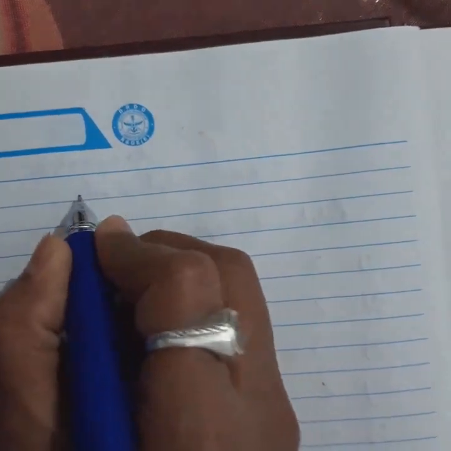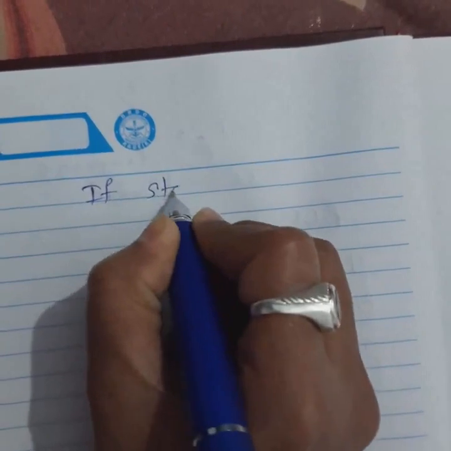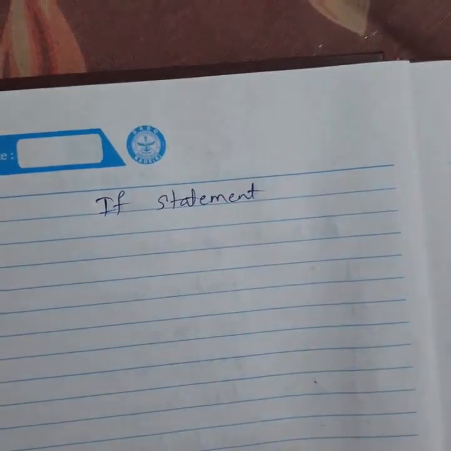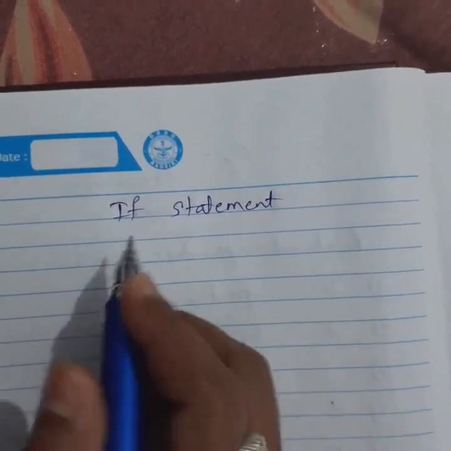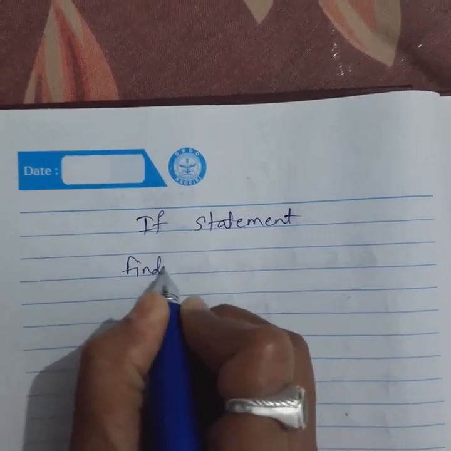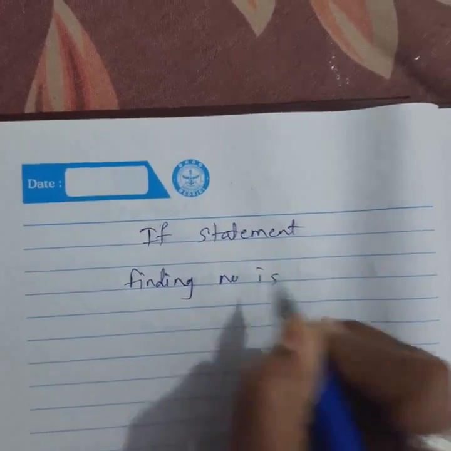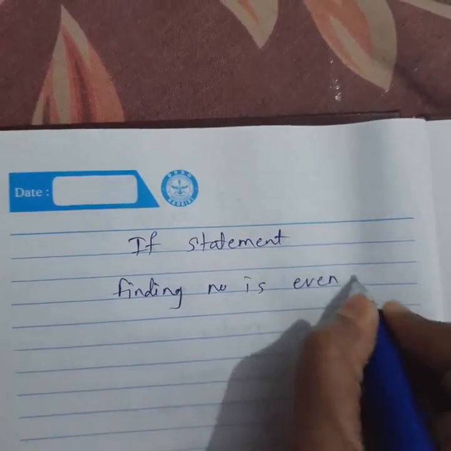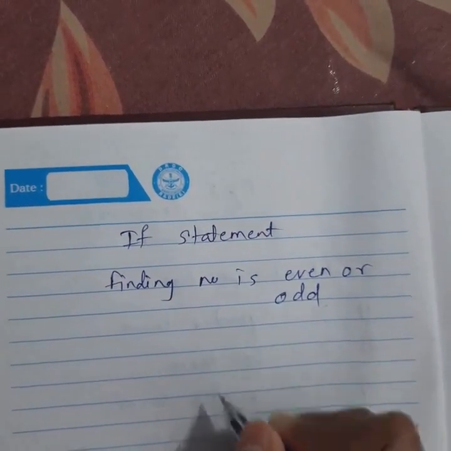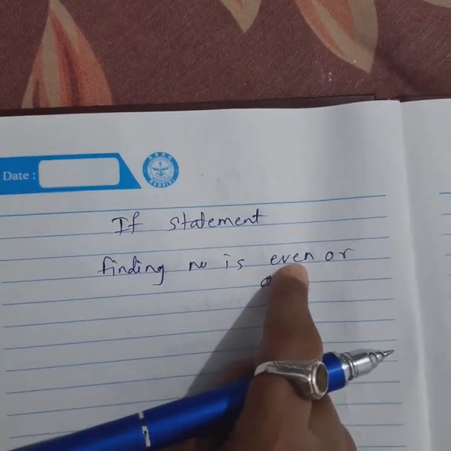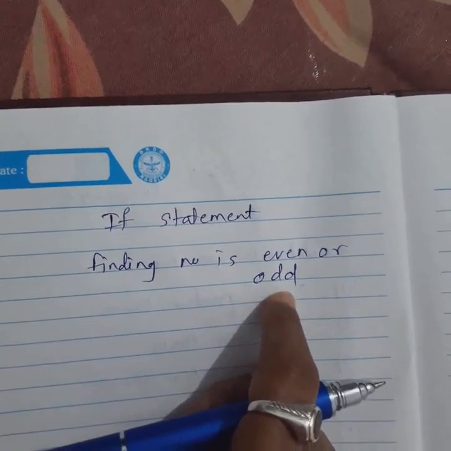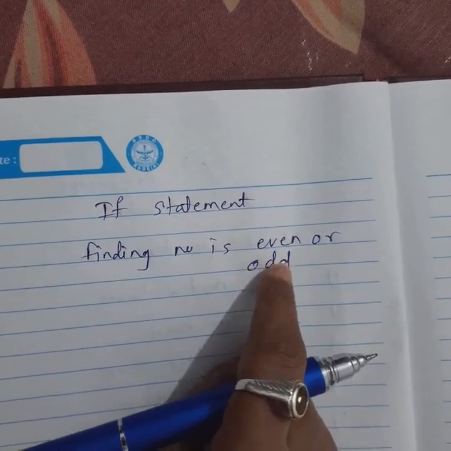I will create 2 programs using the if statement, showing how to write a C program using if statement. The first program finds whether a number is even or odd. How do we find it? If the number is divided by 2 and the remainder is 0, then that number is called an even number. If the number is not divided by 2 and the remainder is not 0, that number is called an odd number.